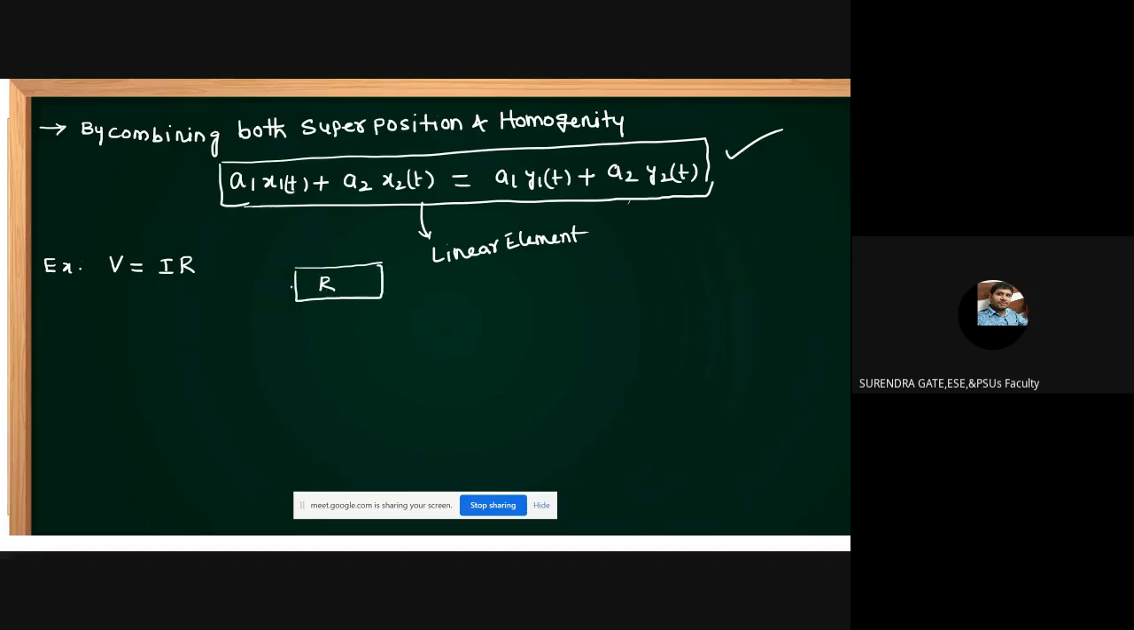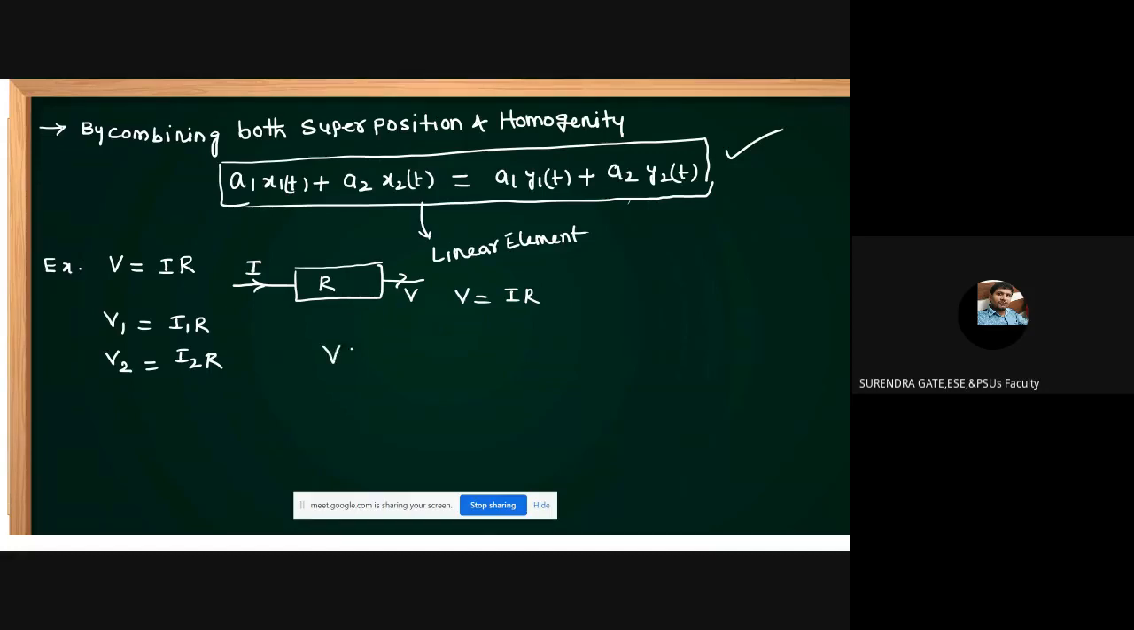This is R. The system I am writing like this. This is I, this is V. What is V equal to IR? This is input, this is output. Then V1 equal to I1 into R. What is V2 equal to? I2 into R. For two different currents, I am getting two different outputs. This is V1 equal to I1 into R, V2 equal to I2 into R.